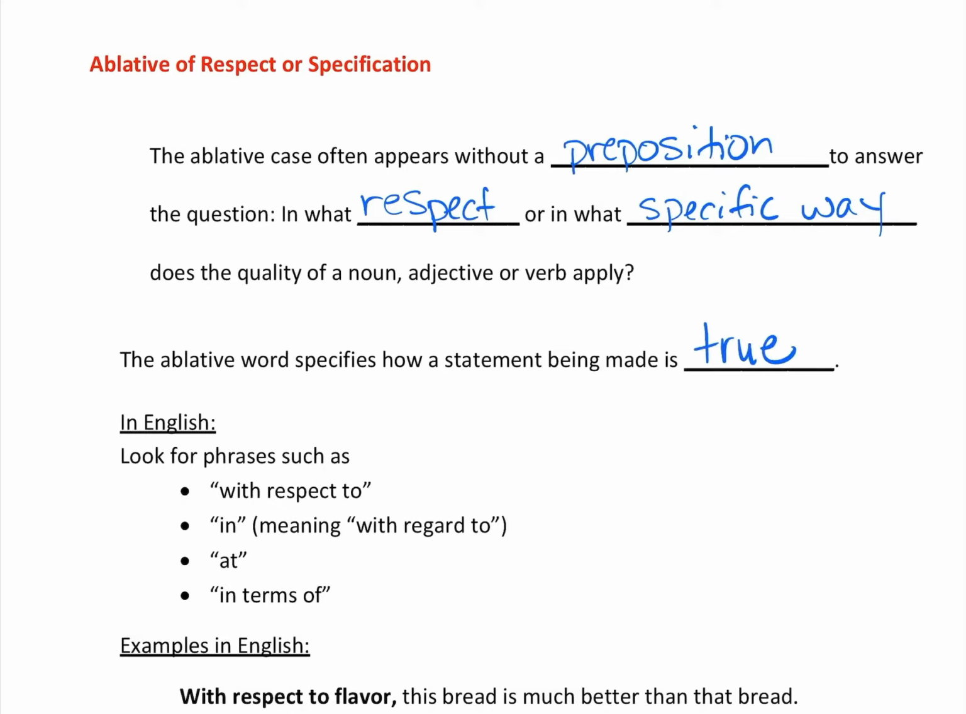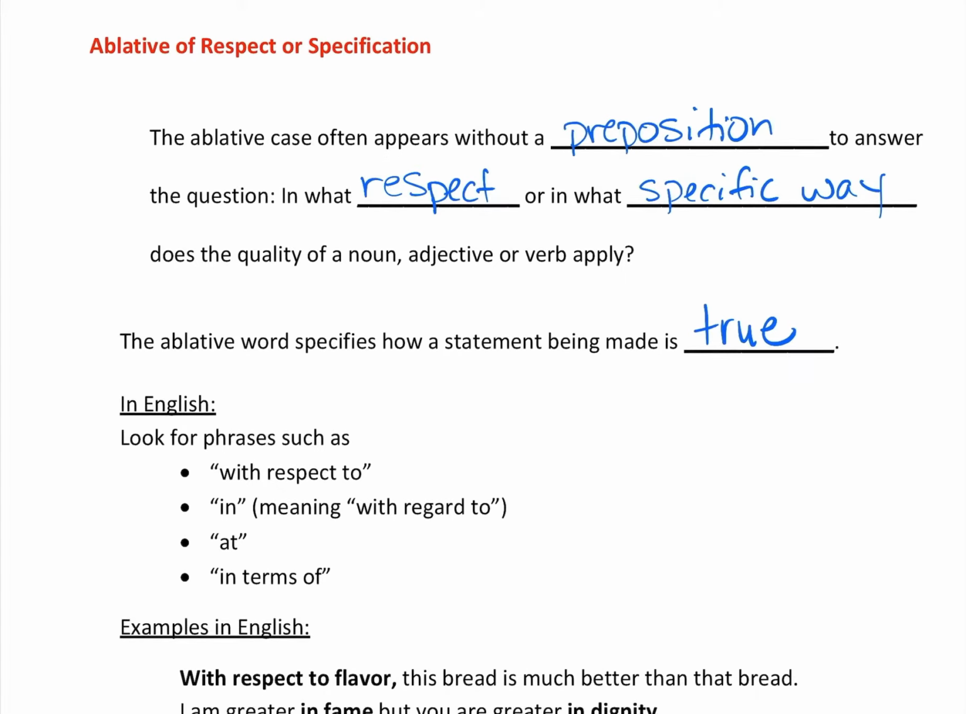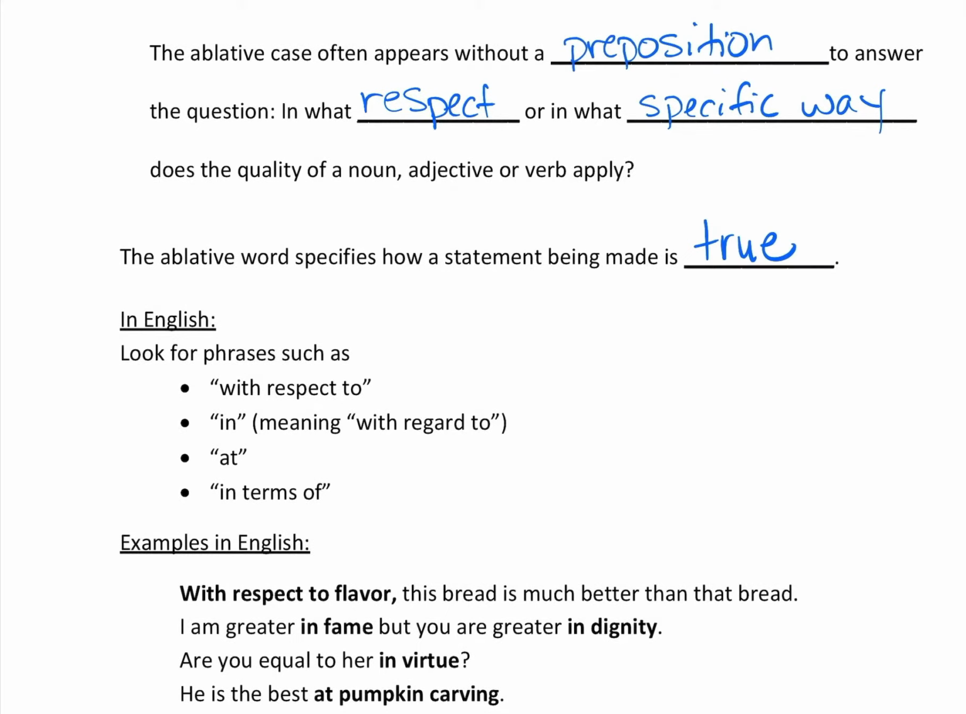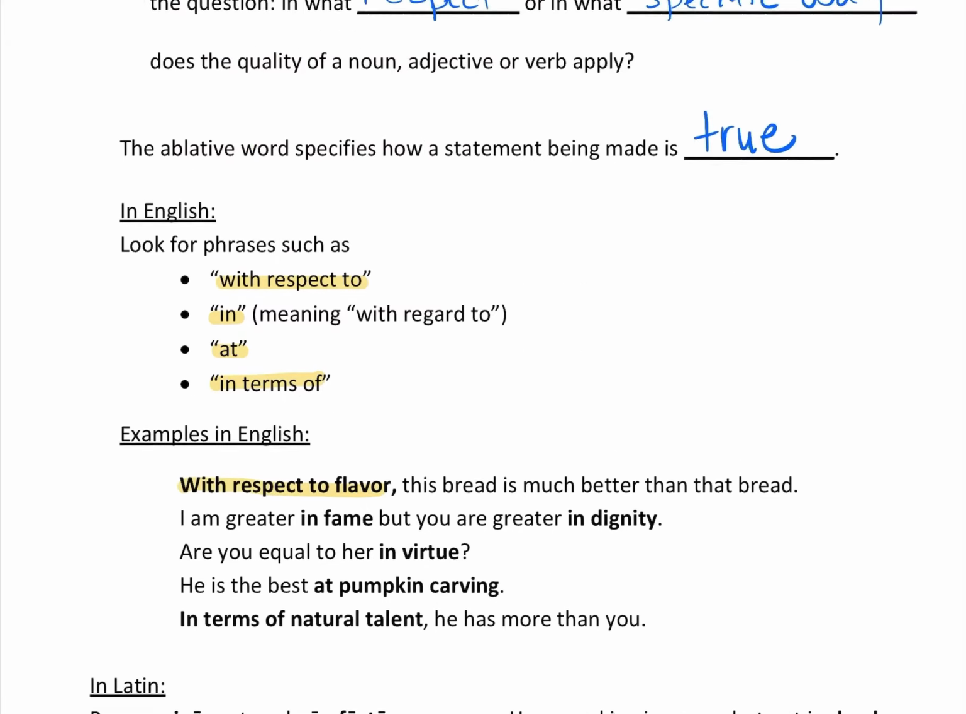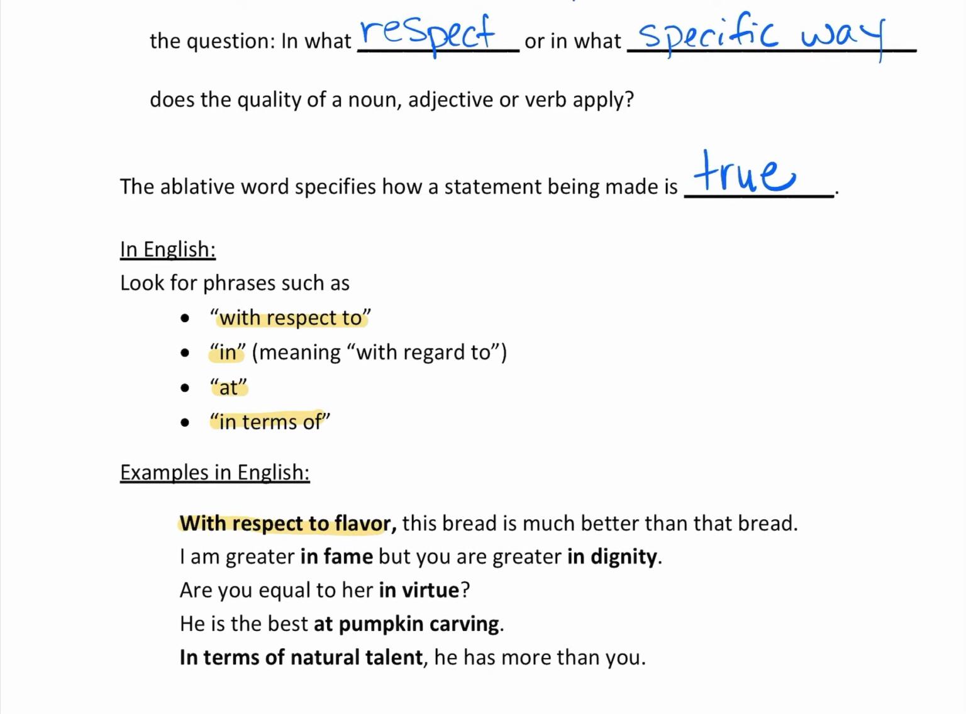So let's take a look at this. We're going to look at a bunch of examples in English, then we're going to apply it to the Latin. So in English, you're going to look for phrases such as with respect to, or in, meaning with regard to, right? In what way? At, or in terms of. So in English, with respect to flavor, this bread is much better than that bread. How are they, right? Almost like, how are they comparing? How are they in relation to each other? Remember, because the ablative specifies how a statement being made is true.